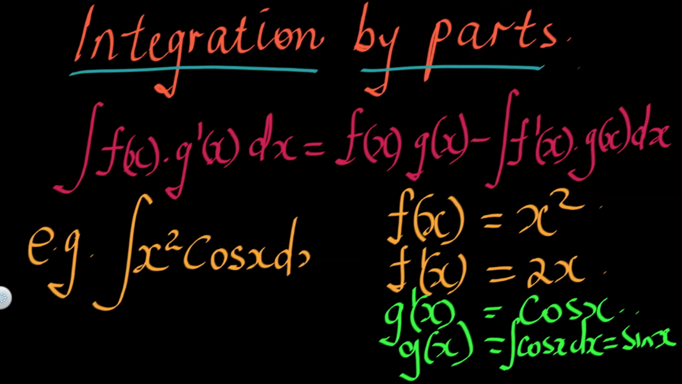That's it. So now we have all the elements in our formula. We have f of x, we have g of x, we have f prime of x, we have g prime of x. The next step is simply to substitute all these into our formula. That's our next step. So let's go to the next step.